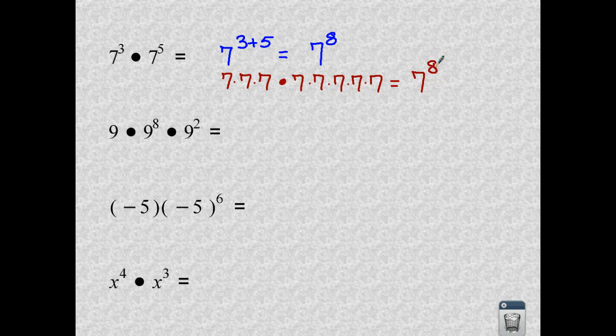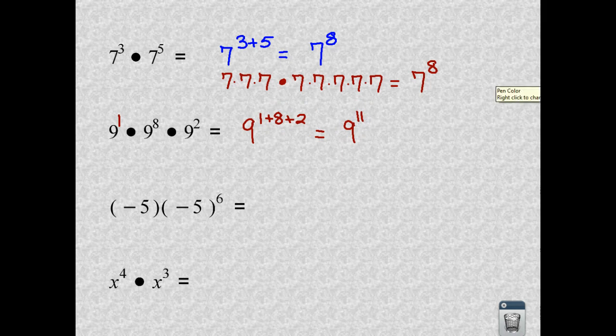The next one, 9 times 9 to the 8th times 9 squared. There is an invisible 9 to the first power. A lot of students forget that it is to the first power. So our answer would be 9 to the 1 plus 8 plus 2, so we have 9 to the 11th power.